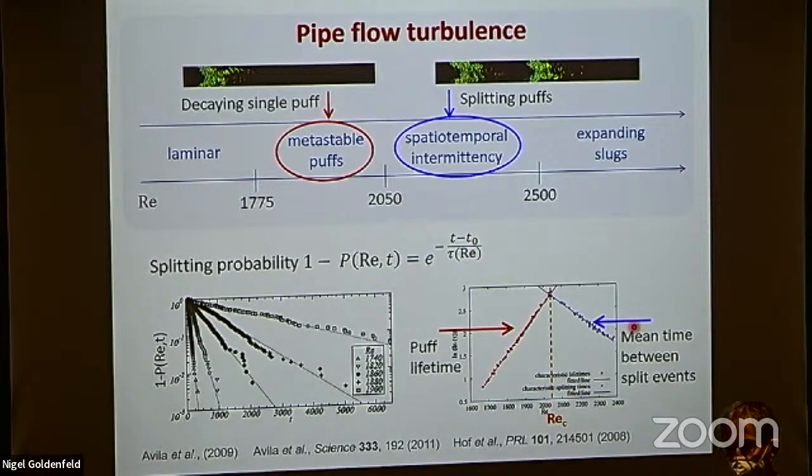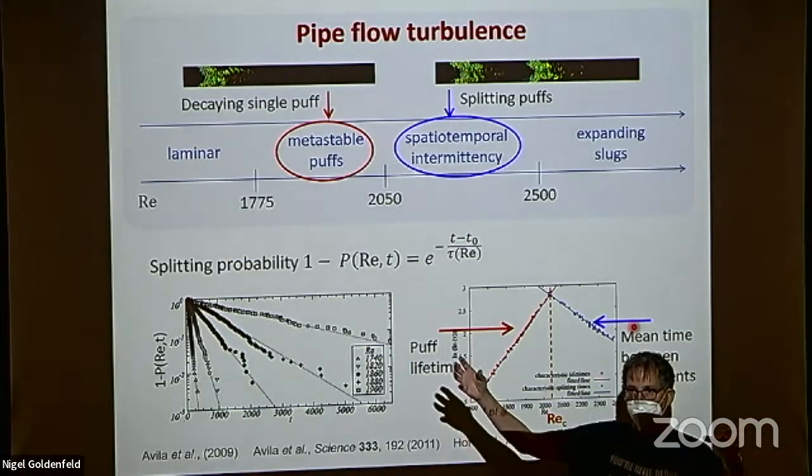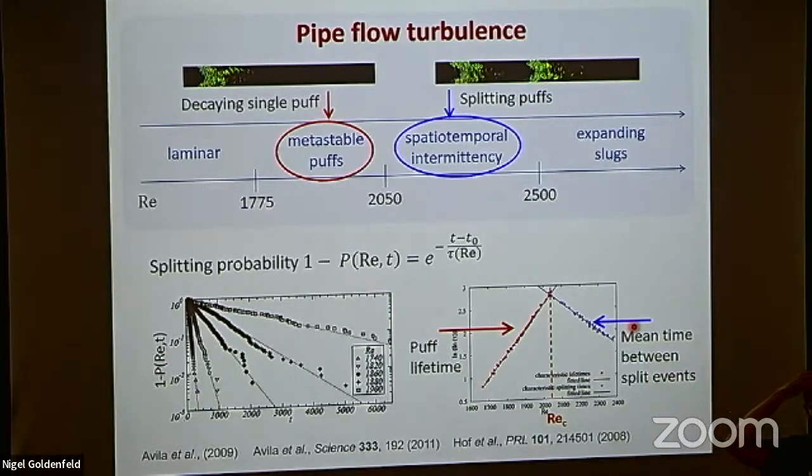So the splitting of the puff is a stochastic event, and the mean time that governs that is shown here. What causes the puff to split is random fluctuations. And so it's not that the puff starts off, grows and grows and grows, and then splits into two, and then those daughters grow and grow and split into two and so on. Is that what you're asking? I'm sorry that I'm not quite understanding the question.